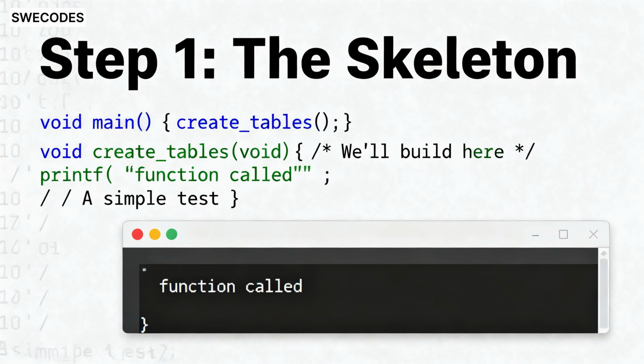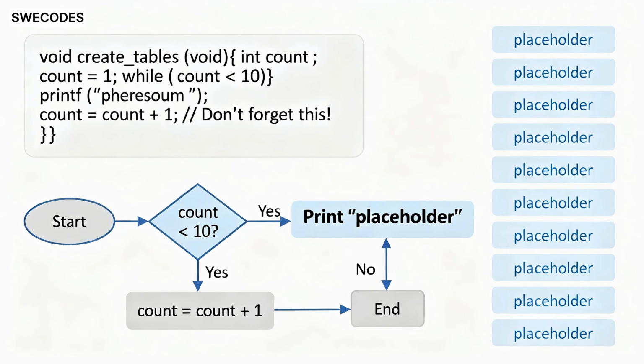void main, create_tables. void create_tables, void. We'll build here. printf("function called\n"). A simple test. We compile and run. Does it print "function called"? Yes. The plumbing works. Step 2, the loop scaffold.